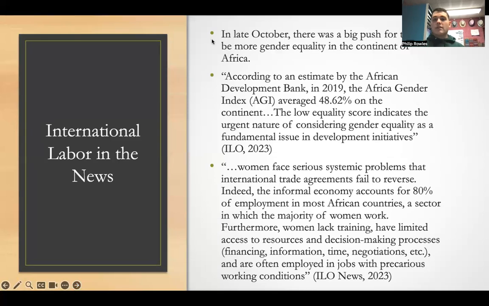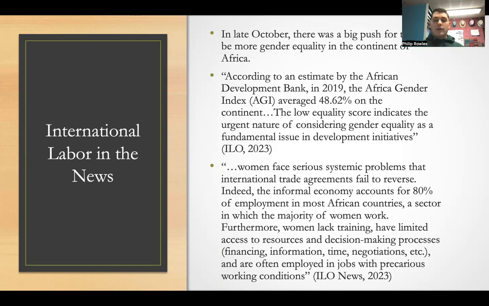Some more news that there was, I'll move myself over here real quick. In late October, there was a big push for there to be more gender equality in Africa. There are still places where gender equality in the workplace is a big issue. According to an estimate by the African Development Bank in 2019, the Africa Gender Index averaged 48.62% on the continent, and that low score indicates the urgent nature of considering gender equality as a fundamental issue in developing initiatives.